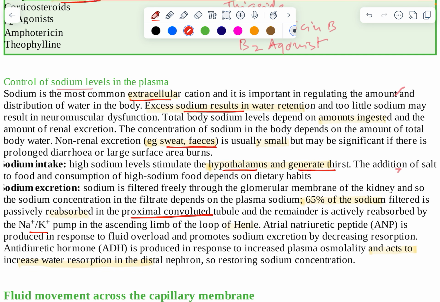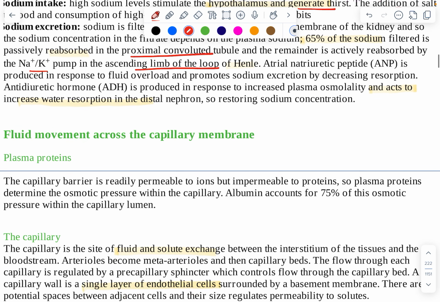And the remainder is actively reabsorbed by the sodium-potassium pump in the ascending loop of Henle. So reabsorption is passive in the proximal convoluted tubule, and active with the sodium-potassium pump in the ascending loop of Henle. Antidiuretic hormone can respond to plasma osmolality and acts to increase water absorption in the distal nephron.